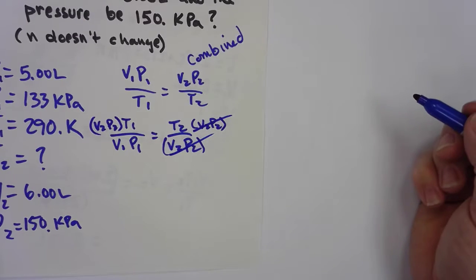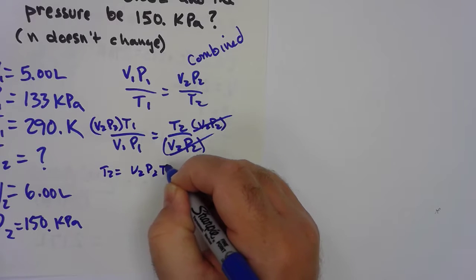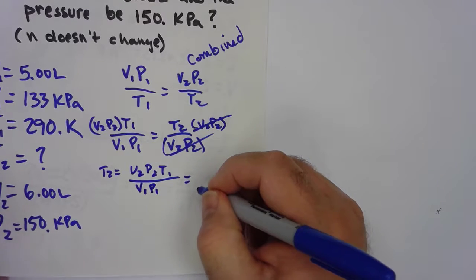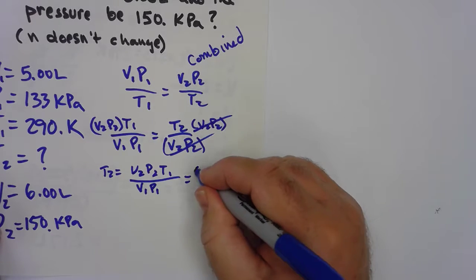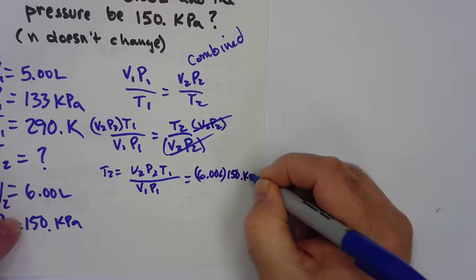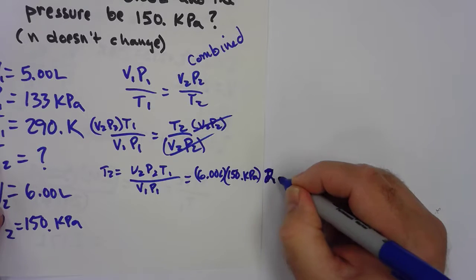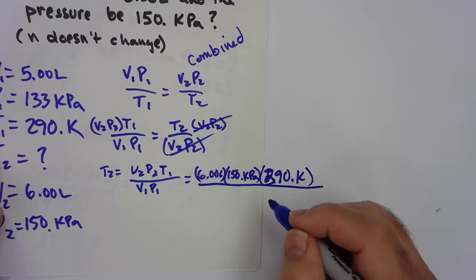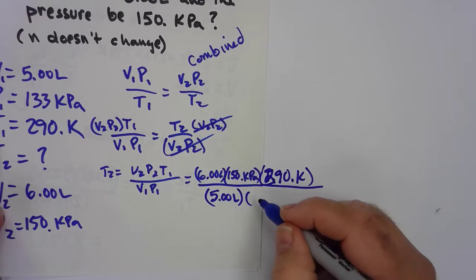Those cancel. T2 equals V2 P2 T1 over V1 P1. I'm ready to plug in. V2, 6 liters. P2, 150 kPa. And T1, oops, 290 K over V1 and P1.